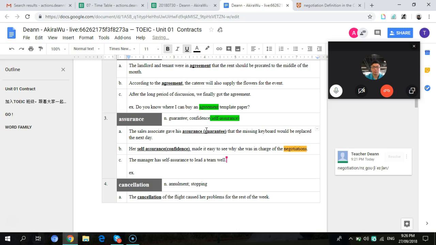When you are referring to a person's self-assurance, that means it's confidence. Her here is referring to her, okay? Her confidence, her self-assurance. In here, it is referring to the self-assurance of the manager. So it is referred to the person, but assurance here is a noun. Okay, so do you have any questions with that?